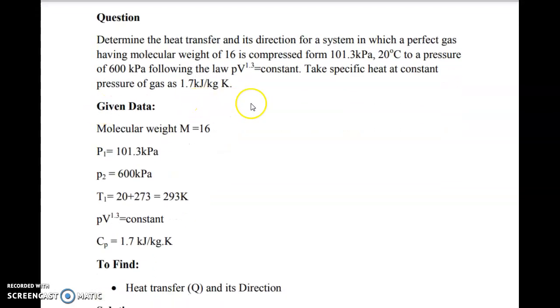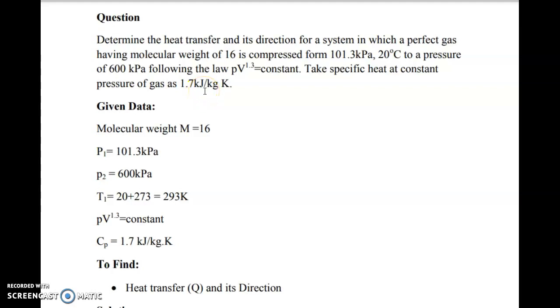So determine the heat transfer and its direction for a system in which a perfect gas having molecular weight of 16 is compressed from 101.3 kilopascal, 20 degrees Celsius to a pressure of 600 kilopascal following the law PV power 1.3 equal to constant. Take specific heat at a constant pressure of gas as 1.7 kilojoule per kg Kelvin. So this is the given question.